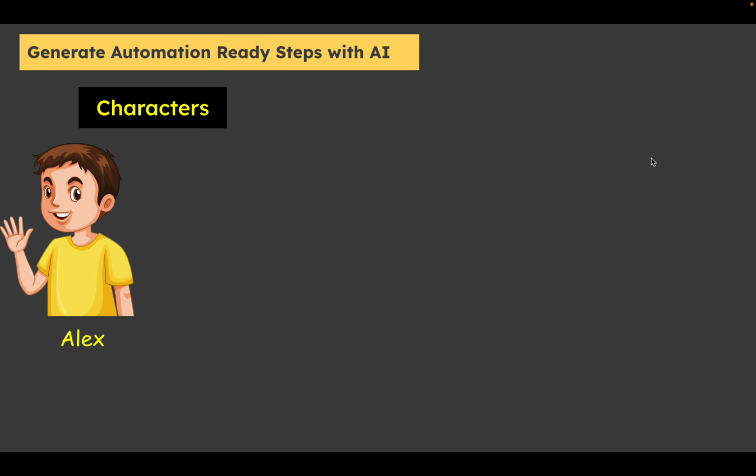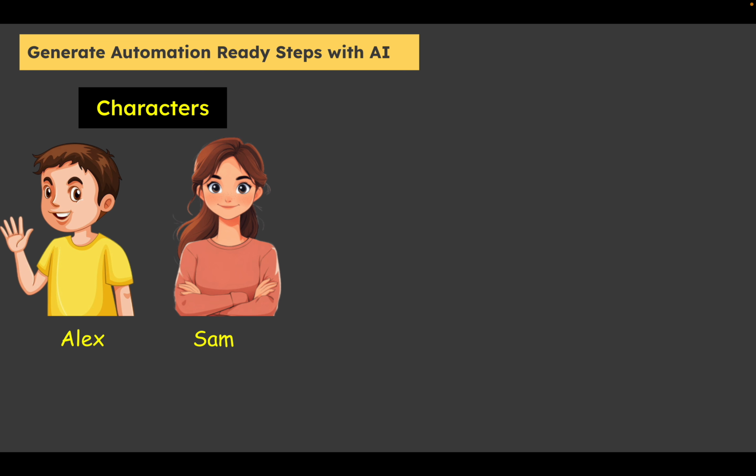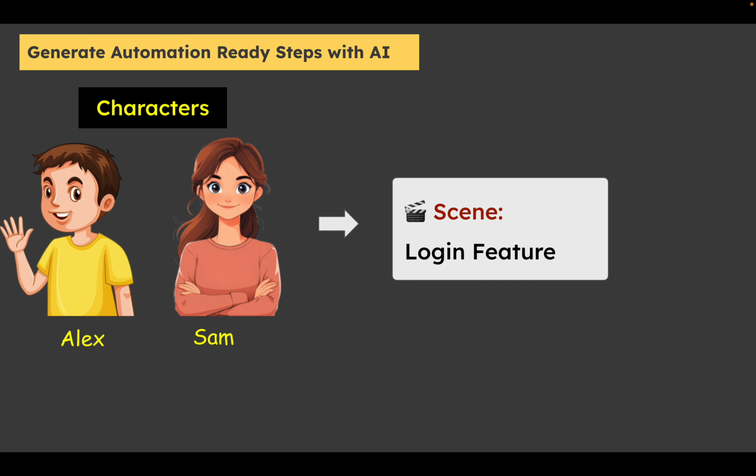Okay, today we are going to learn how we can take any test scenario and convert it into automation ready steps. And you can decide what automation tool or platform you are using. We will take a very general scenario and we will see how we will make use of AI and convert it into automation ready steps.